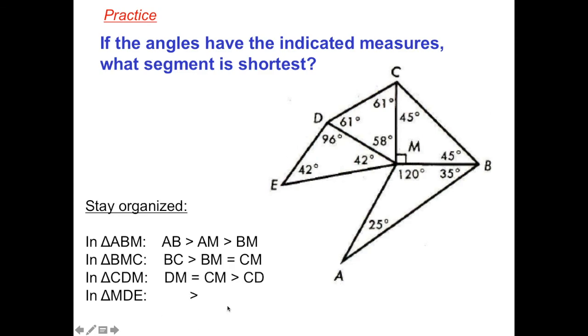CD is the smallest in this one, and this is also isosceles, so DM equals CM here. Okay, so now I know that CM isn't the smallest either. I knew that BM wasn't the smallest because BM equals CM. Well, they equal each other, so maybe both of them were the smallest.